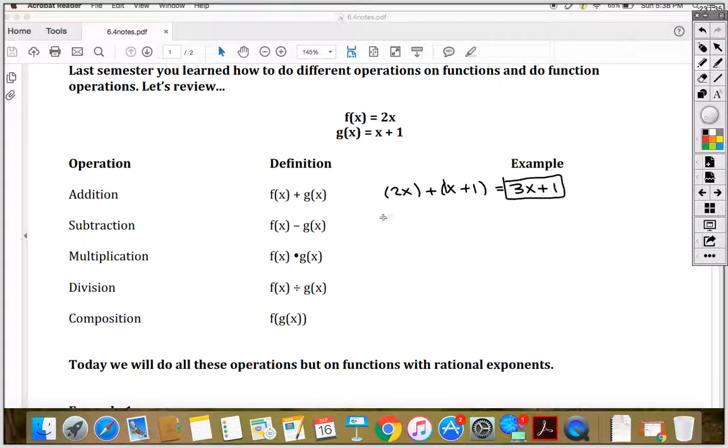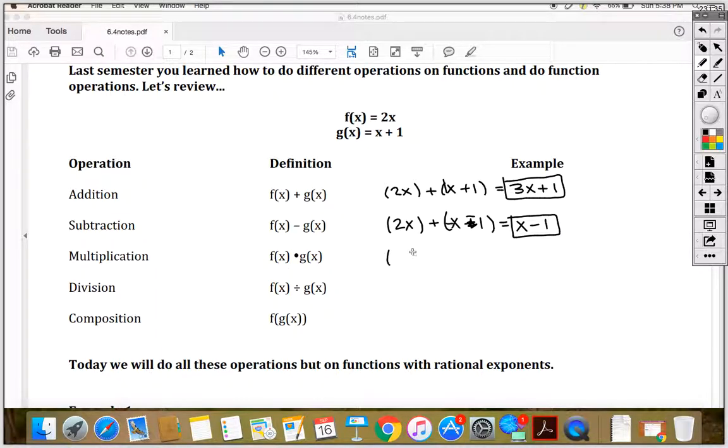The next thing we can do is we can subtract functions. So we're going to take f of x, which is 2x again. And now we're going to subtract g of x, which is x plus 1. When I'm subtracting, I need to make sure I subtract everything after the subtraction sign. So one way to remember to do that is to do keep, change, change. So I'm going to keep my first parenthesis, I'm going to change it to an addition problem, and then I'm going to change everything after that to their opposites. So it's going to become a negative x and a negative 1. Then I'm going to combine my like terms. So 2x plus negative 1x would just give me positive 1x, or x, and then minus 1.